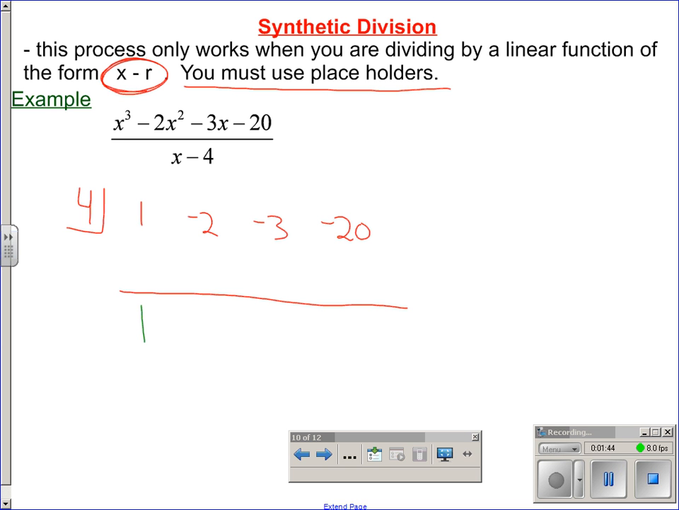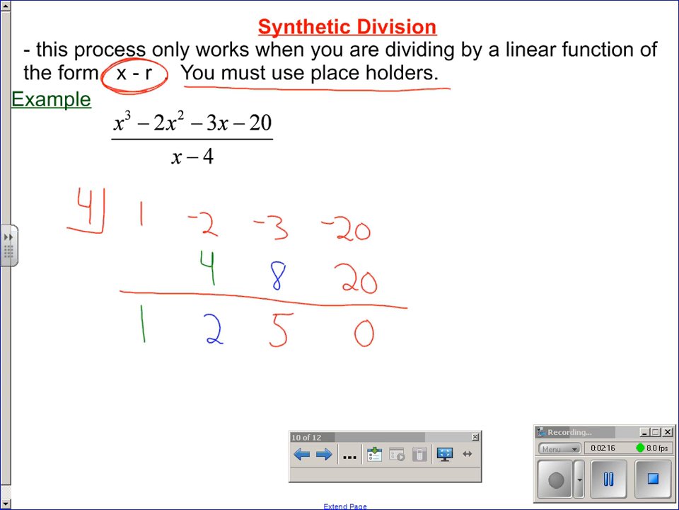Then you're going to multiply 4 times 1 and put it underneath the next coefficient. So 4 times 1 is 4. Add these two. Negative 2 plus 4 is a positive 2. Now we're just going to repeat this process. 4 times 2 is 8. Add. Negative 3 plus 8 is a 5. Now we got 4 times 5. That's 20. That goes underneath the next coefficient. When we add these up, we get 0.